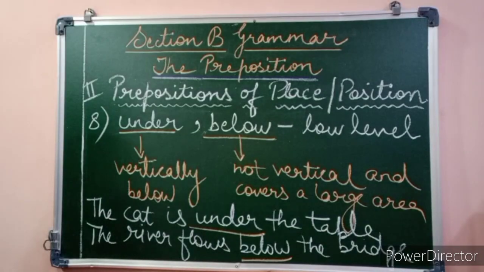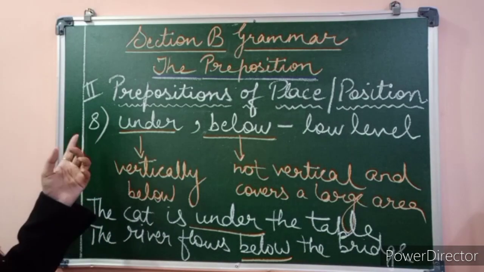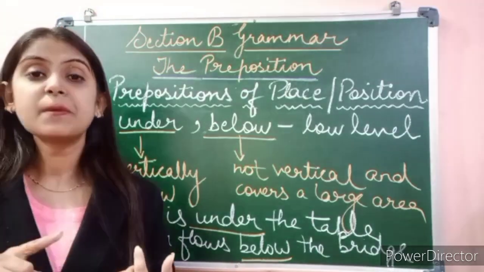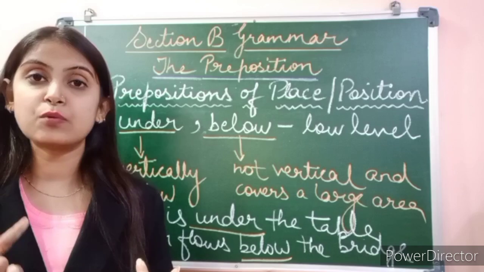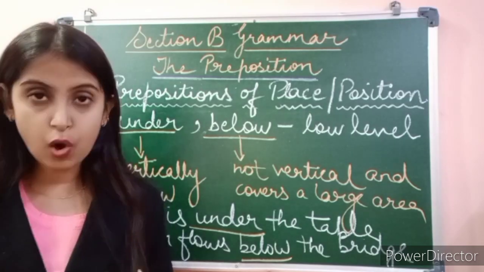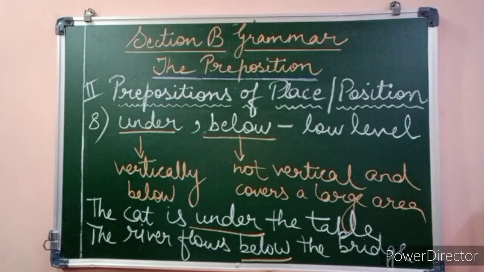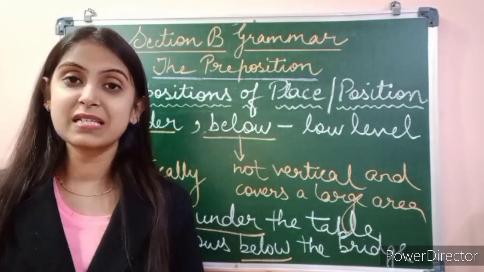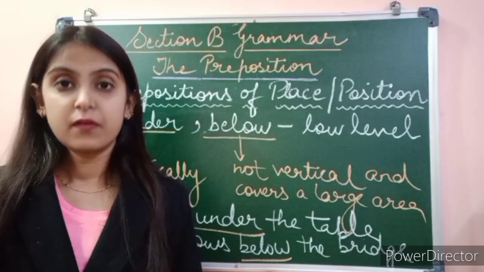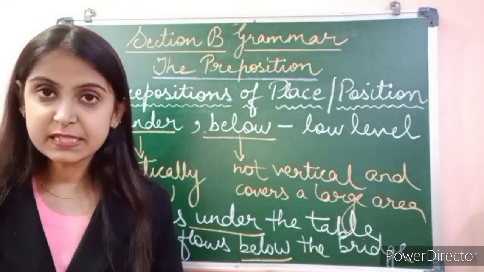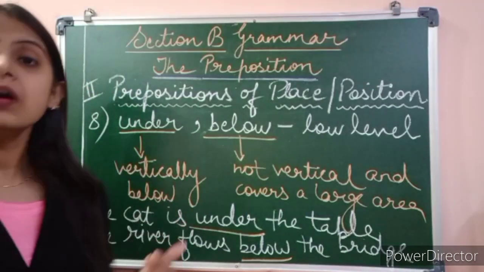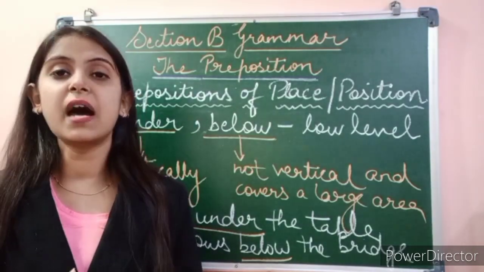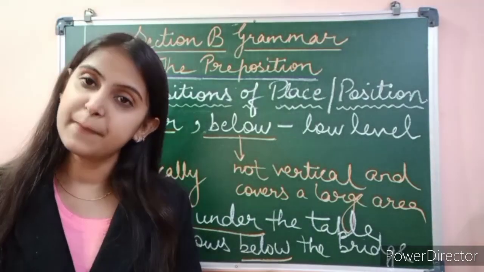So children, so far we have talked about 8 prepositions of place. We talked about at, then in, then on, then we learnt about between and among, then beside, we also discussed in front of, right? We also discussed behind, then over, above, under and below. So all these prepositions are used as prepositions of place.